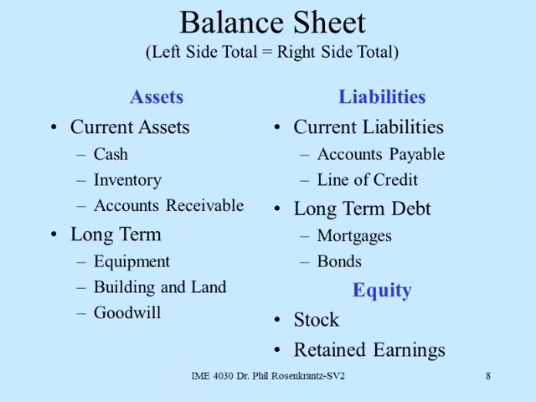So now we're looking at what the format would be for a balance sheet. And you can see in a traditional balance sheet, the assets are on the left, liabilities and equity are on the right. And what you need to understand is that the totals for all the items on the left side must equal the totals for all the items on the right side.